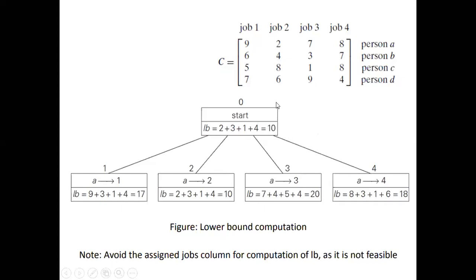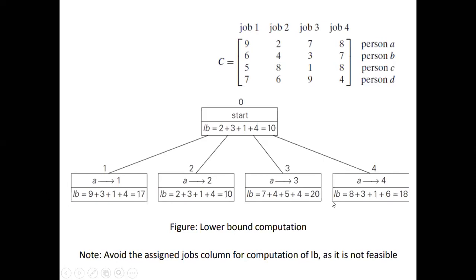Is this a solution now? No, this is not a solution. This is only the initial condition considered with a lower bound. We should branch further. What are the possible options? We can assign person A with job 1, job 2, job 3, and job 4, all the possibilities.